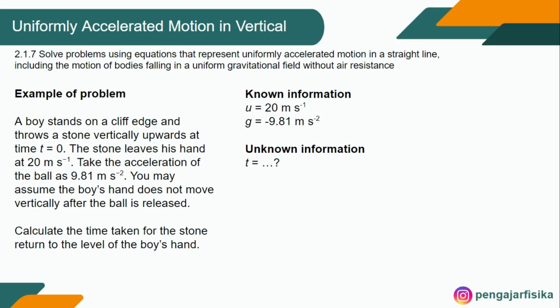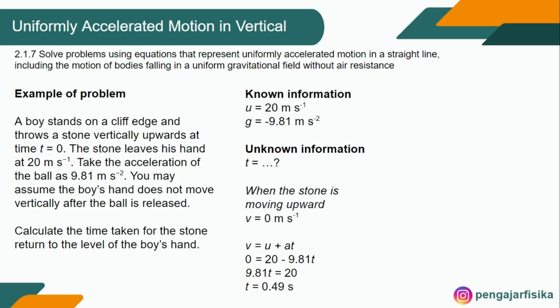And then we have to understand that the object actually has two stages of motion. First, when the stone is going upward, and the second one when the stone is going back downward. When the stone is moving upward, the final velocity will be 0 at the highest point of the motion. So we may use this equation to find the time from when the boy released the stone until it reached the highest point. v equals u plus at. v is 0, u is the initial velocity 20, and a is negative 9.81 times t.